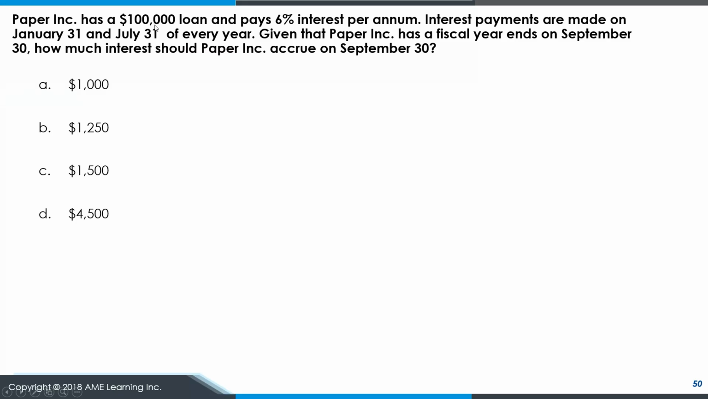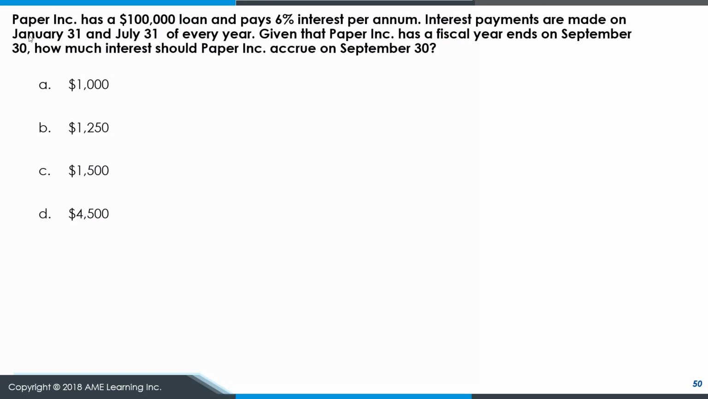Okay, this company has a $100,000 loan paying 6% per annum. So that means just annual 6% interest. So that would be what, $6,000 or $600? Let me do some math. $6,000. Right. Okay, that makes sense. So we would be paying $6,000 of interest per year based on this information.